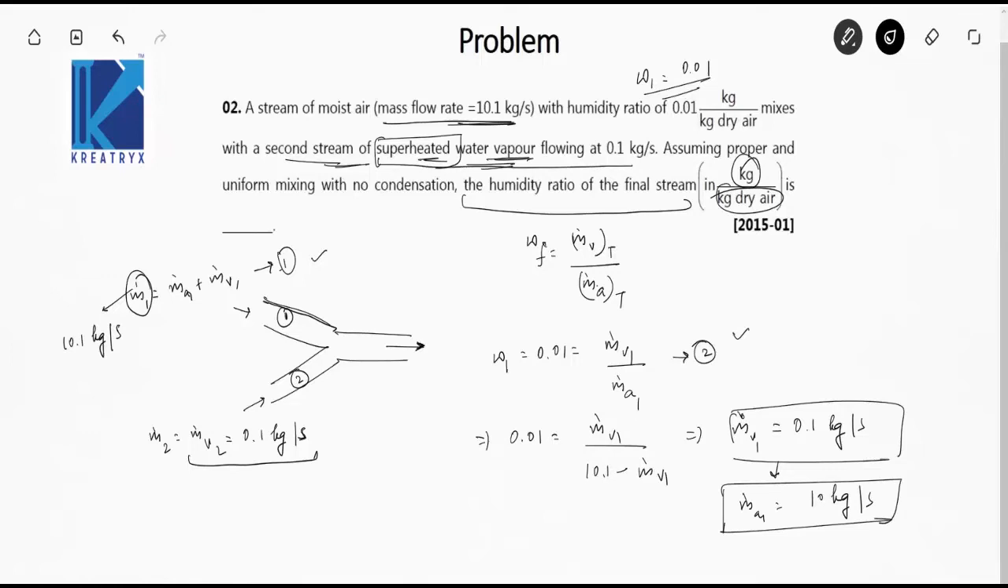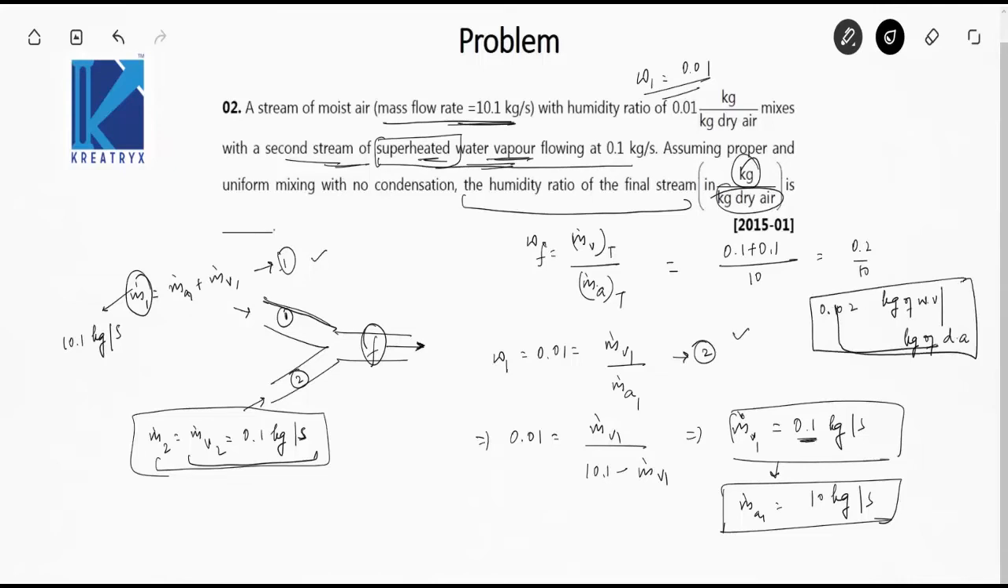So the first stream has a mass flow rate of water vapor of 0.1 kilogram per second. The second stream comprises only superheated water vapor, so the total mass flow rate of water vapor in the final stream will be 0.1 plus 0.1 kilogram per second, and the total mass flow rate of dry air is 10 kilogram per second. So this is 0.2 upon 10, which is 0.02 kilogram of water vapor per kilogram of dry air. This is the humidity ratio of the final stream.